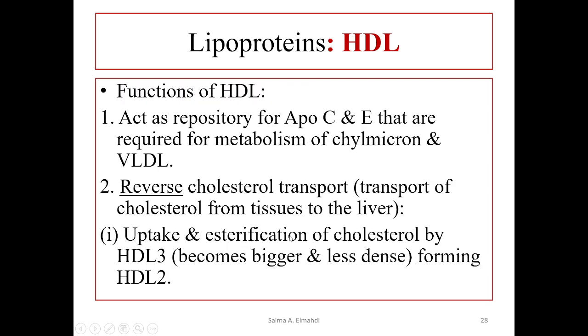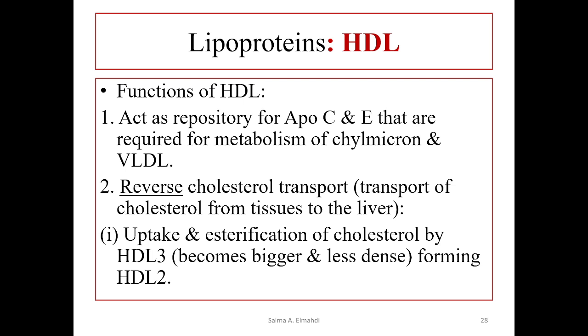What are the functions of HDL? HDL is a sort of storage or repository for ApoC and E, which are needed for the metabolism of chylomicron and VLDL. We said the nascent chylomicron and the nascent VLDL do not contain C or E apolipoproteins. They obtain them from HDL. So HDL here functions as a store or a source for ApoC and E.